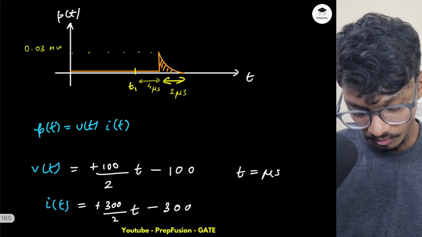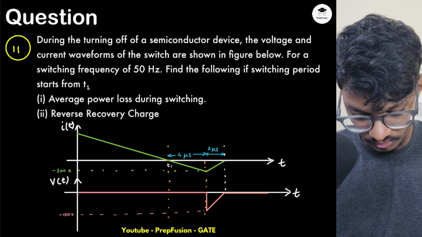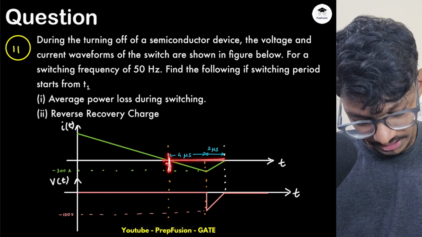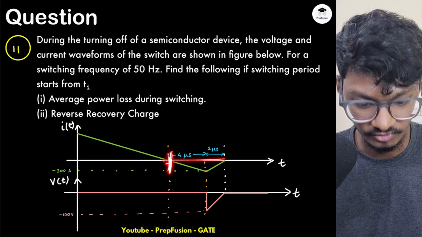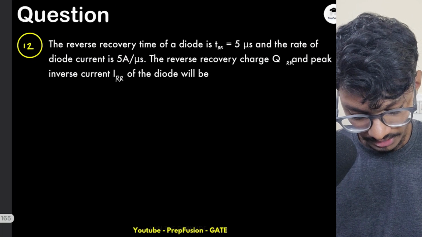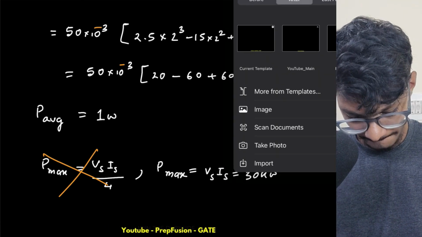Now, what is the reverse recovery charge? Reverse recovery charge will be the area under this. The reverse recovery is starting from here; the switching off process is starting from here. Negative current is flowing, so obviously I will start my trr. What will be my trr for the second part?